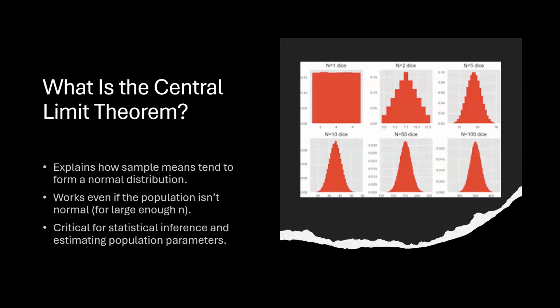Let's say Tony Stark is monitoring arc reactor performance. Each reactor's output might be unpredictable and even skewed. But if he takes multiple samples and calculates the average output each time, those averages will start to form a bell-shaped normal distribution. That's the magic of the CLT. It tells us that no matter what the population distribution looks like, the distribution of the sample mean becomes approximately normal as the sample size increases. And that's the key to making confident predictions.